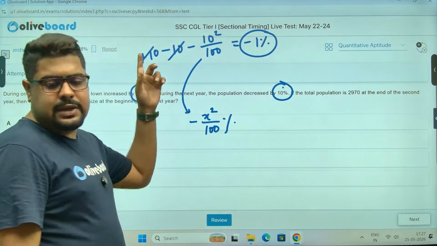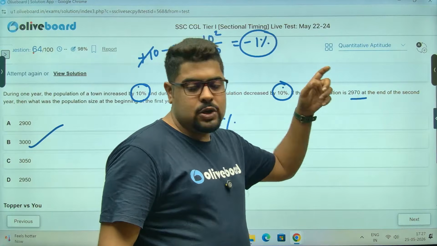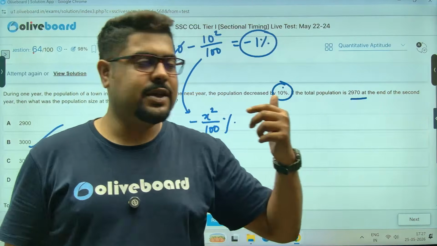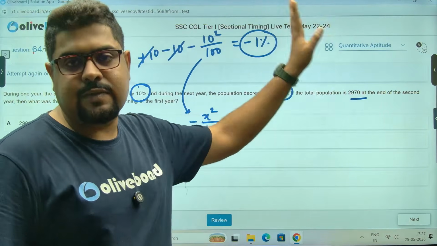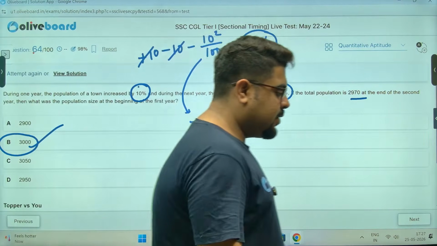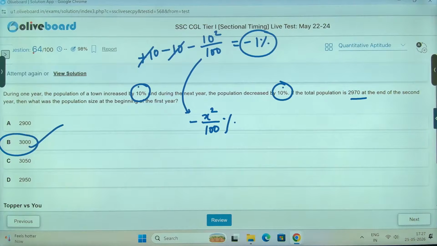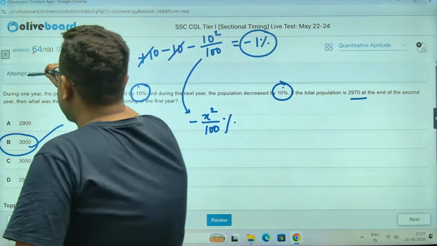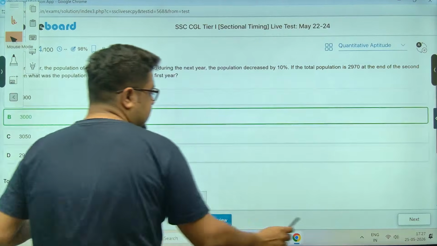So after 1% decrement, the population is this. So 100% value would have been 3000. Again, you see, it is 30 less, 1% of 3000 less. So initial population was 3000. You don't need any big calculations for this. You can just do this very normally, sir. Clear? Clear, everyone, sir? Next one, please.